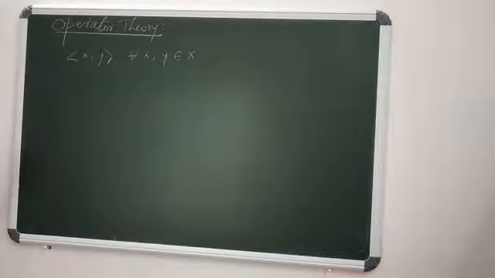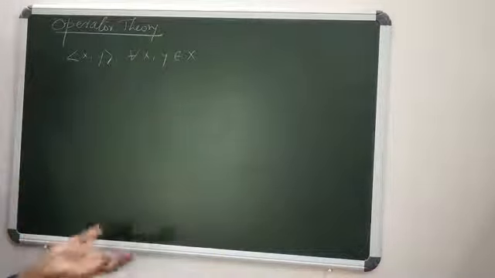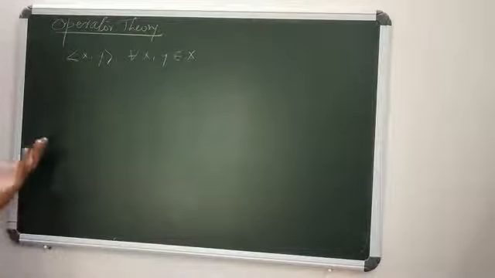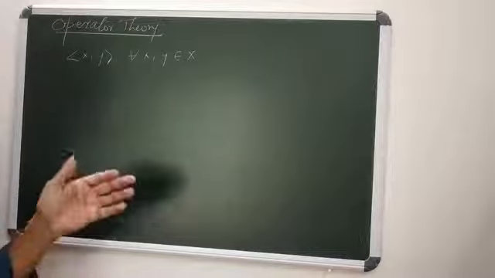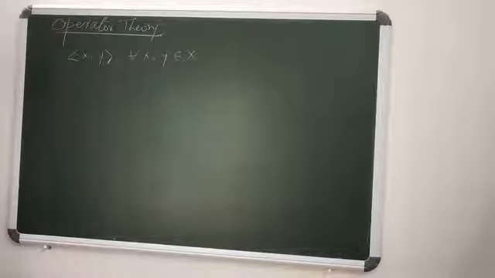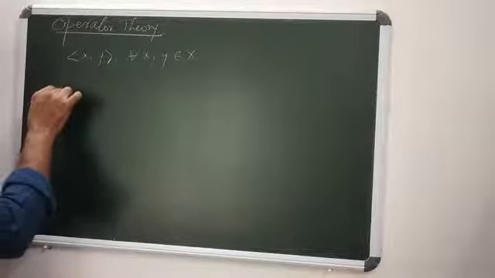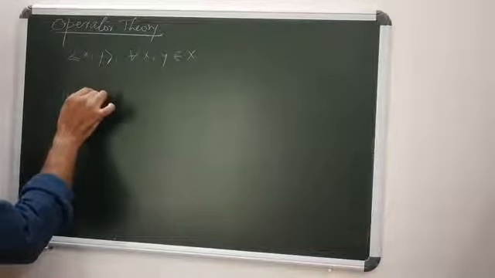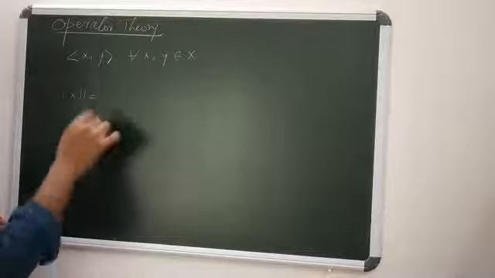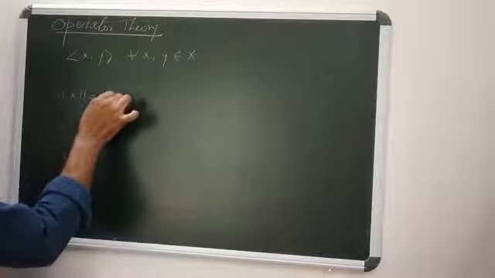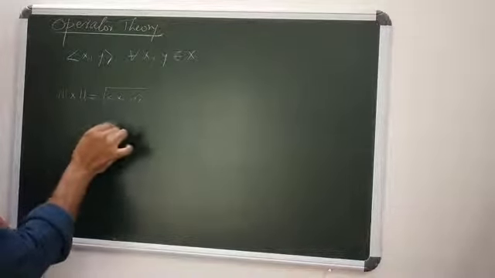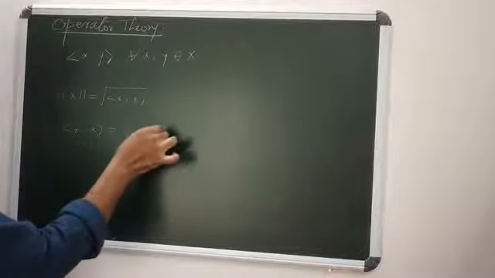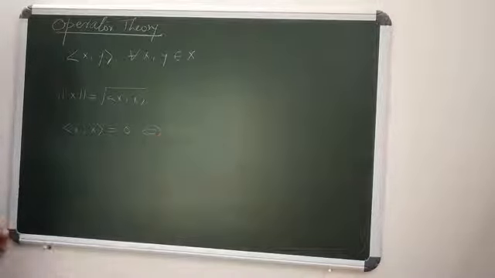Then we know the properties of inner product: linearity in the first variable, linearity in the second variable, and the inner product of kx, y is k times the inner product of x, y, and so on. Moreover, what is the relation between inner product and norm? We know that norm x equals the square root of inner product xx. And moreover, inner product xx equals 0 if and only if x equals 0.